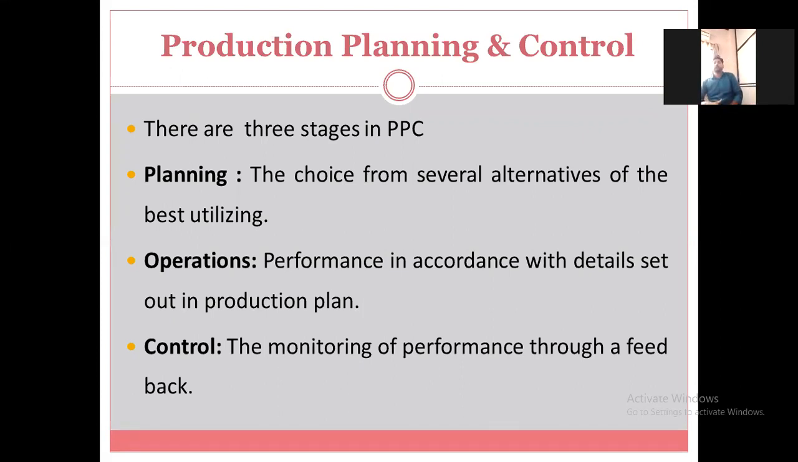So write down production planning and control. In that, the next point is there are 3 stages in PPC. First one is the planning. In that you can write the choice from several alternatives.